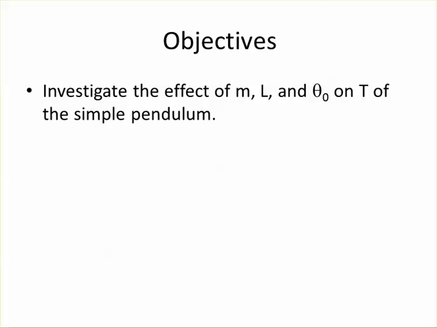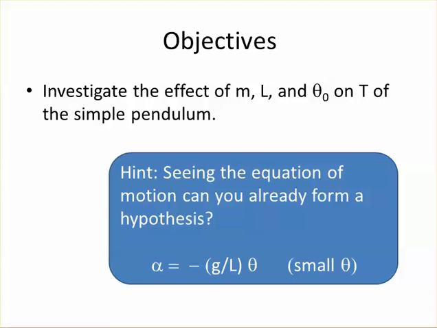In this lab, you're going to have several objectives. You're going to investigate the effect of mass, length of the string, and the initial position on the period of the simple pendulum. Seeing the equation of motion, can you already form a hypothesis? In other words, where do you see mass in this equation? What about the length of the string? Or the initial position of the pendulum?